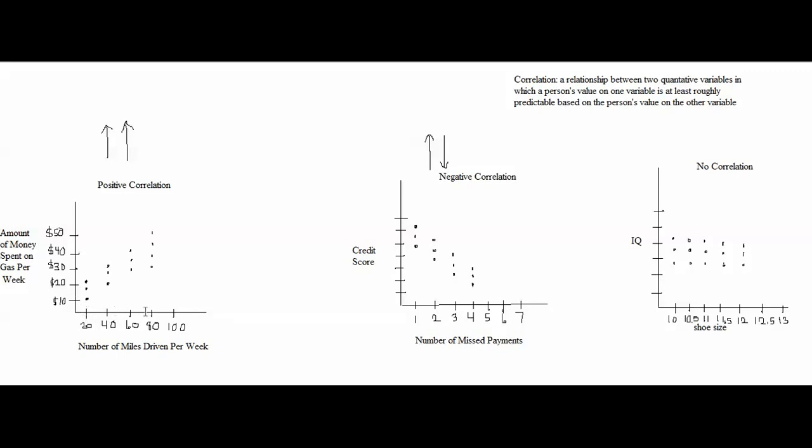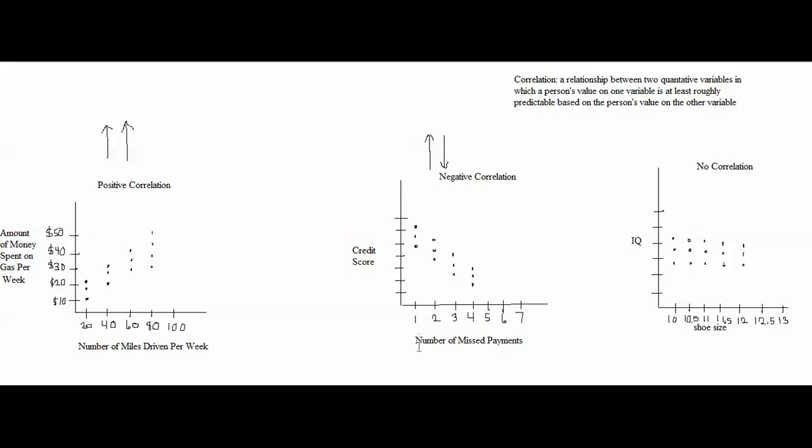If the person tells me that they're driving 100 miles per week or 200 miles per week, I'll think, okay, well, that person is probably spending more money on gas. So if the person tells me how much driving they're doing per week, I won't be able to predict exactly how much money they're spending on gas, but I'll be able to make at least a rough prediction of how much money they're spending on gas per week. The reason why I can make that rough prediction is because there's a correlation between number of miles driven per week and amount of money spent on gas per week.